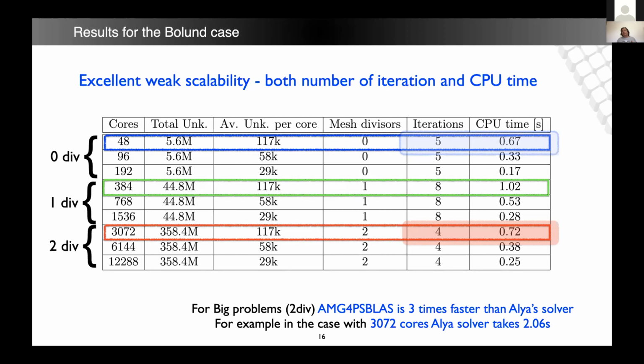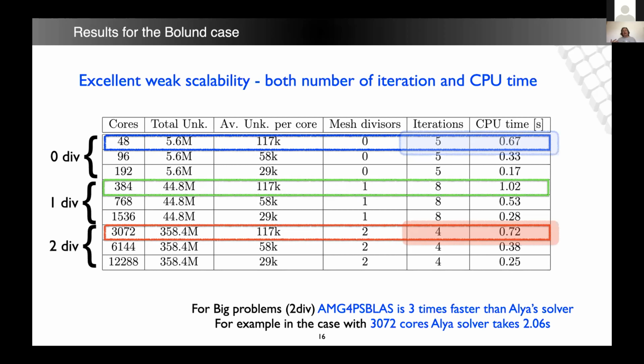And then the second point, which is the key one, is that the CPU time does not increase significantly. We are going from 0 divisors to 2 divisors, and the time goes from 0.67 seconds to only 0.72 seconds. And these are excellent results for Alya, a huge improvement for Alya.